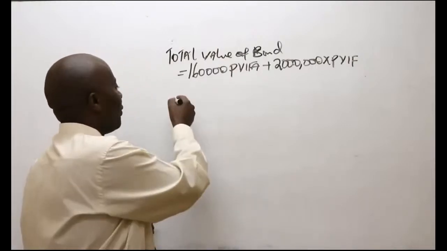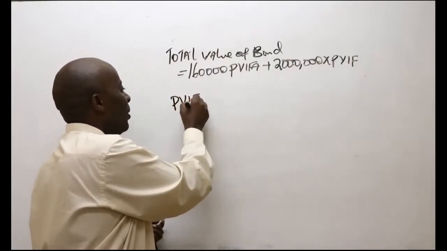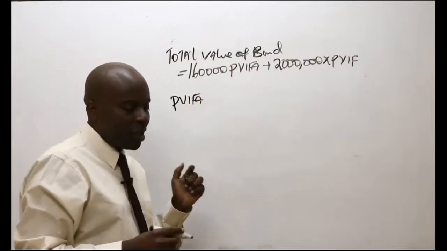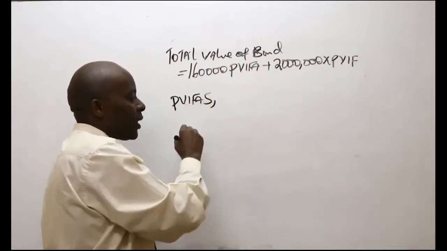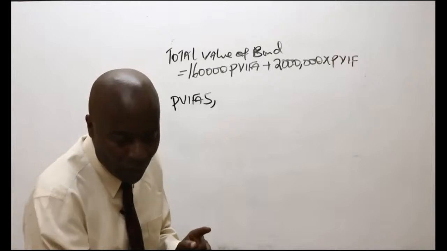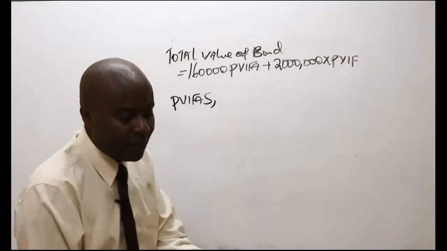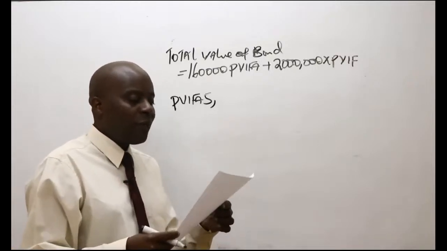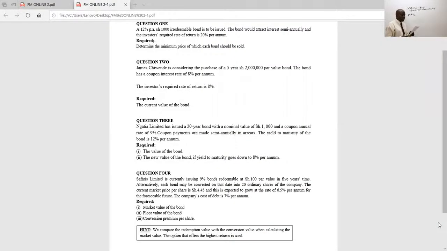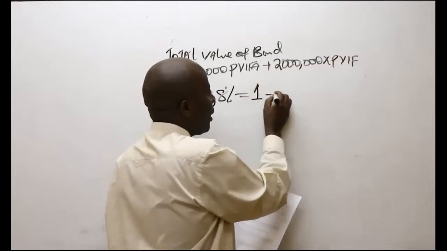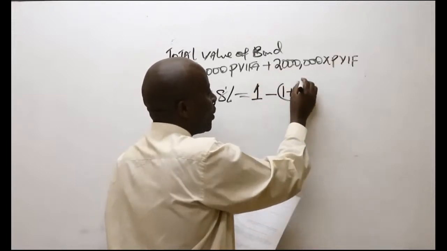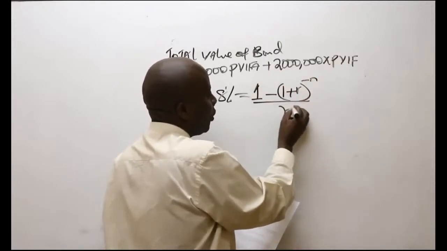So come and they give us the PV factor. How many years? 5 years. What is the firm's cost of capital? They have given us a required rate of return. It's question 2. They have given us a required rate of return, which is 8%. The required rate of return is our what here? Is our cost of capital. And because it's the annuity PV factor, please remember the formula. It is 1 minus (1 plus R) raised to negative n, everything divided by R.